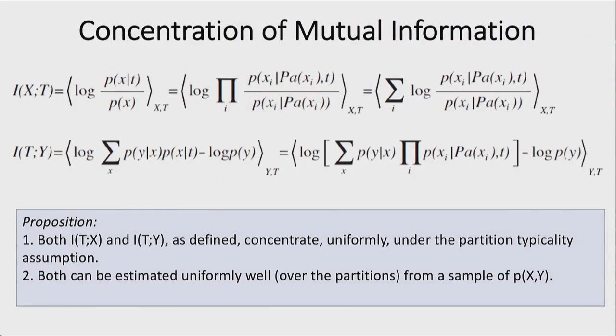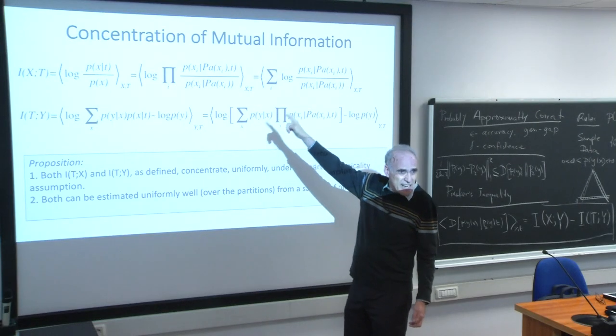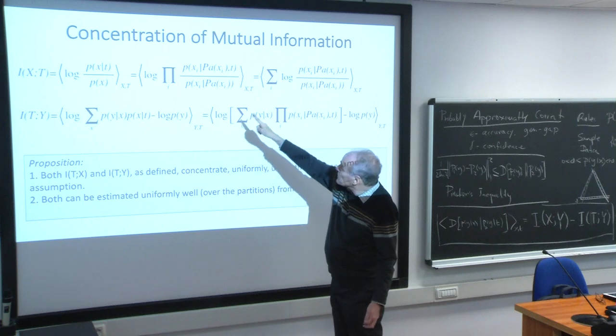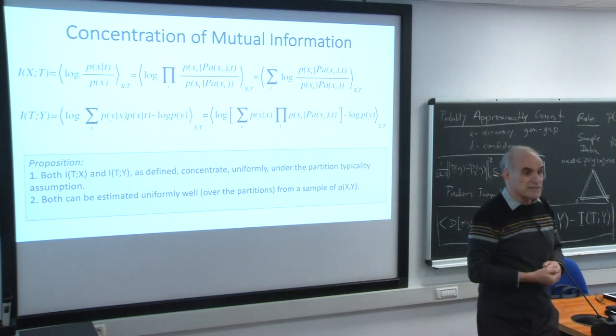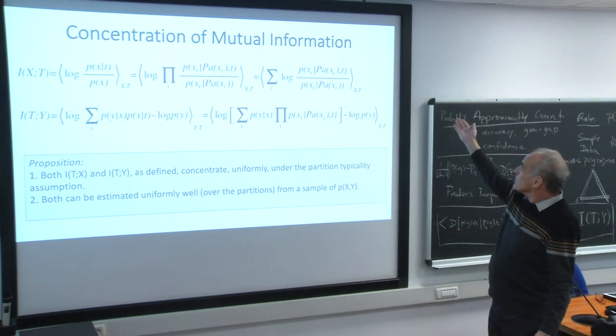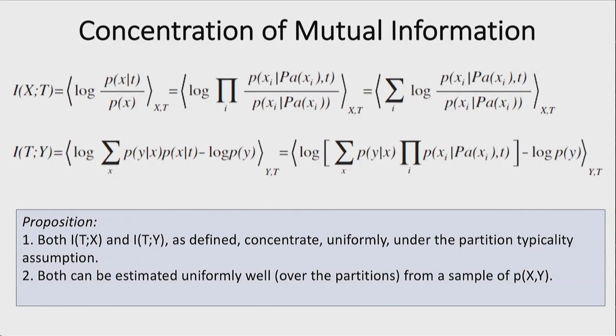So what I'm going to say is that actually it's very easy to see why those two quantities, IXT and ITY, really concentrate. The first one: if I have this factorization property, which means that the probability of x given t can be written as a product of p(x_i) given the parents in the graph and t, and the probability of p(x) can be written as a similar product, then this is a simple sum of conditionally independent things, and the central limit theorem tells me that these things are going to concentrate. ITY, by the way, is a little more tricky because it's a sum of products.